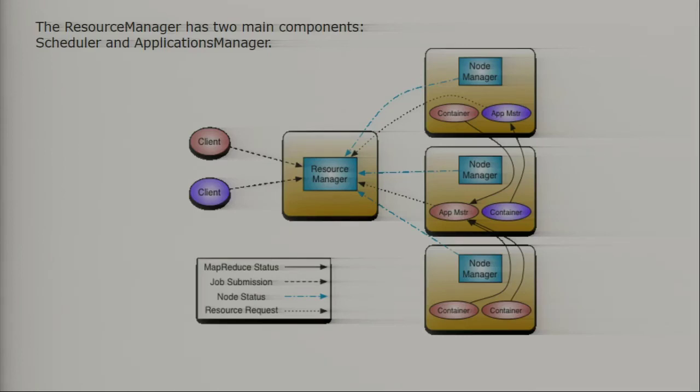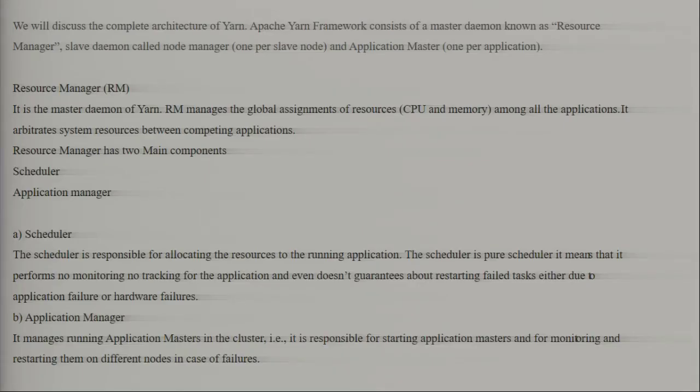So I'll just give a small description that is provided here. I discussed the details, the complete architecture of YARN. The Apache YARN framework consists of a master daemon known as the resource manager, and the slave daemon called the node manager, one per slave node, and an application master, one per application. So that is the point to be taken care of. So we have the master and slave daemons, the resource manager and the node manager, who perform it. Next, the resource manager, I told you, is a major part of YARN.